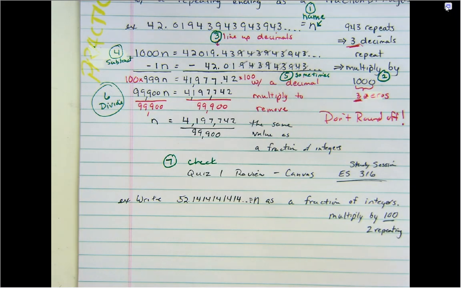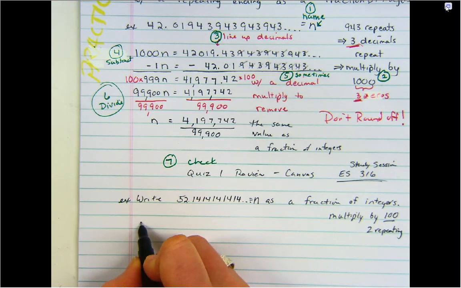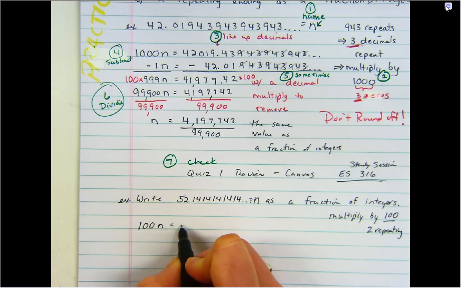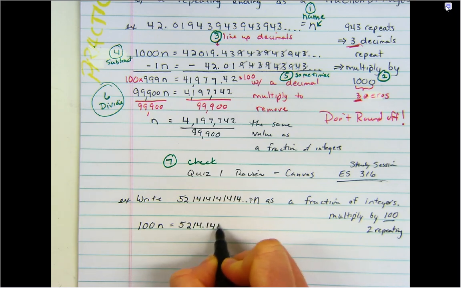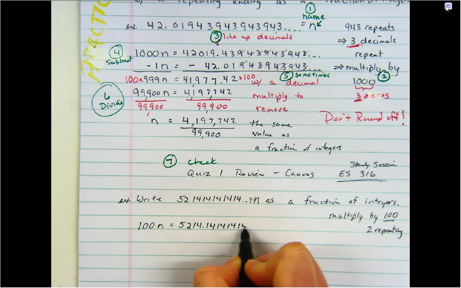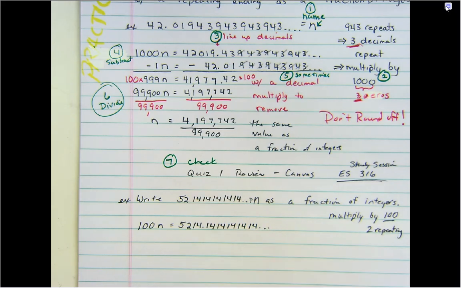Two repeating decimals, 1, 4. So multiplying by 100. So you can use your calculator if you want to. But again, don't round off. You know what the pattern is, so keep writing it out. Multiplying by 100 moves the decimal place 2 to the right, so we have 5,214.141414. Dot, dot, dot.